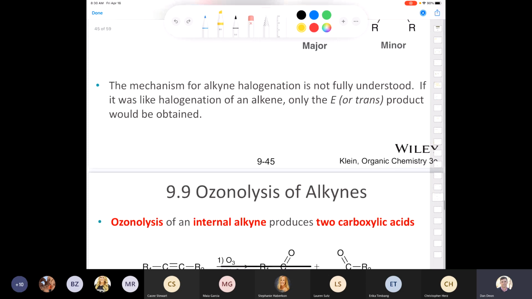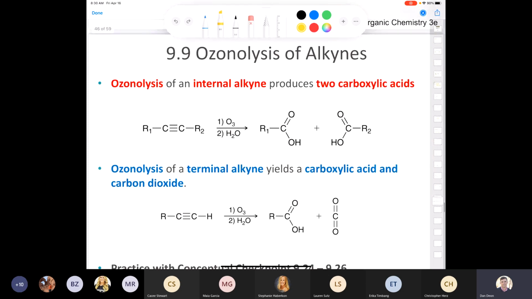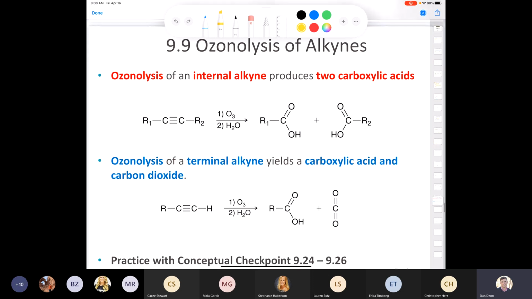All right. Anyhow, let's move on from there and talk about a new reaction. I'm kind of blasting a reaction at you with the halogenation. We just went over that one quickly. Again, no mechanism for that one. But let's take a look at ozonolysis of an alkyne.